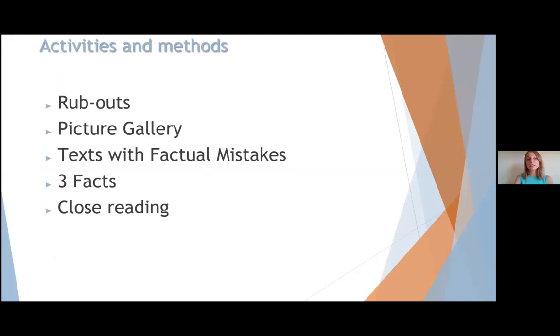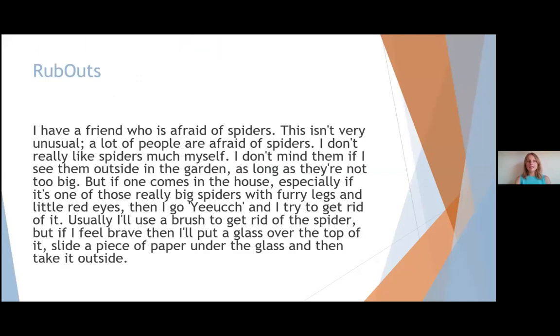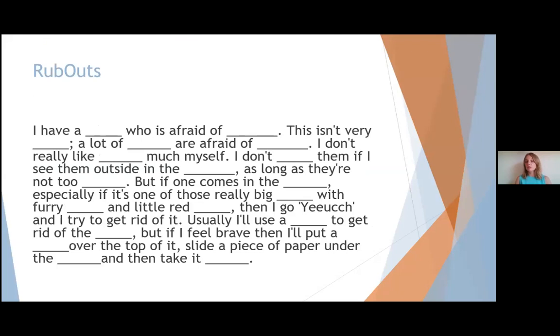Right, some activities and methods which you could do to ensure a little bit deeper reading. Rub-outs, picture gallery, text with factual mistakes, 3 facts, and close reading. Let's have a look. Rub-outs. You have a text, and then your text looks like this.